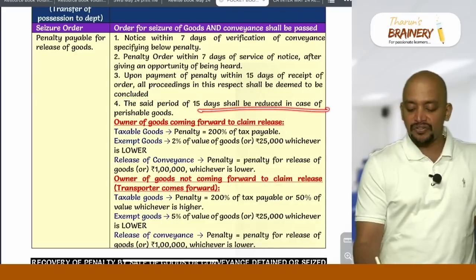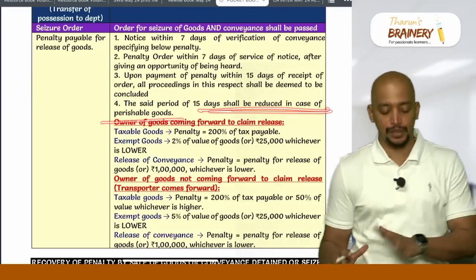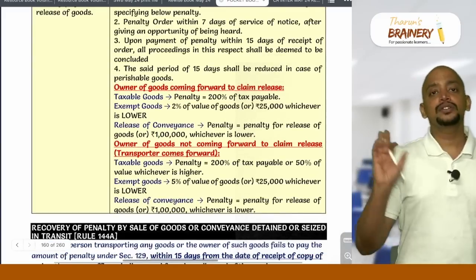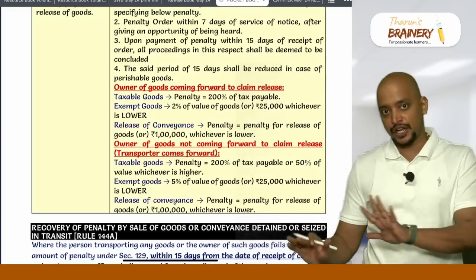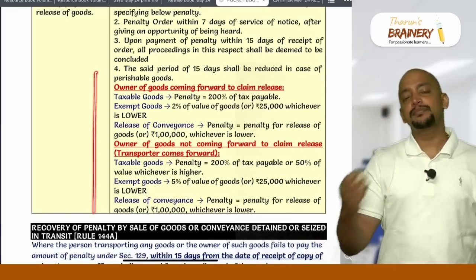And the said period of 15 days shall be reduced in case of perishable goods. Now, in the previous case, we need to pay tax and penalty, but here only the penalty is payable. We don't have to pay the tax. And what is the penalty that is payable?